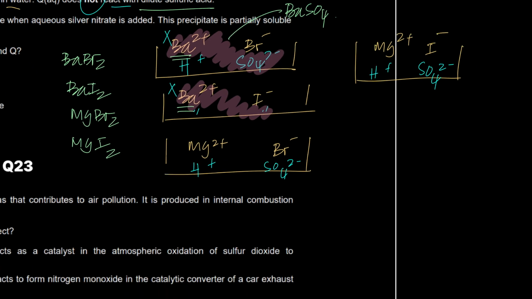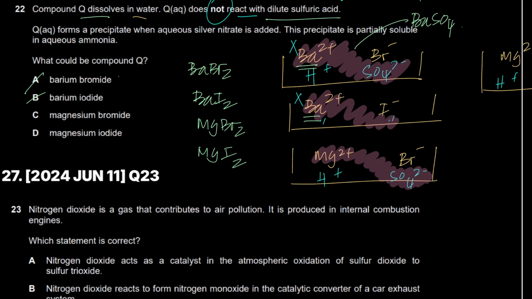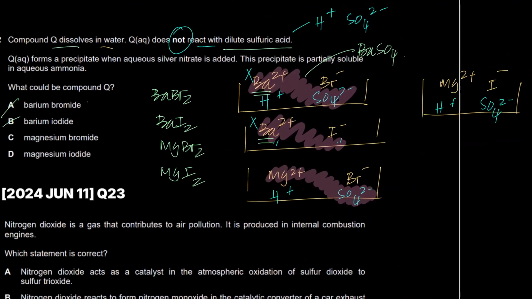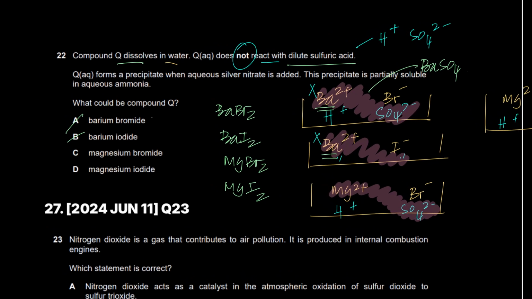And yes, magnesium doesn't react. Why? Because Mg2+ and SO4 2- are soluble, so you don't see anything. Mg2+, SO4 2-, H+, Br- are all soluble, so no precipitate forms. As you go down the group, the solubility of sulfates decreases. At the top, magnesium sulfate is pretty soluble, that's why you see no reaction. So A and B are wrong.